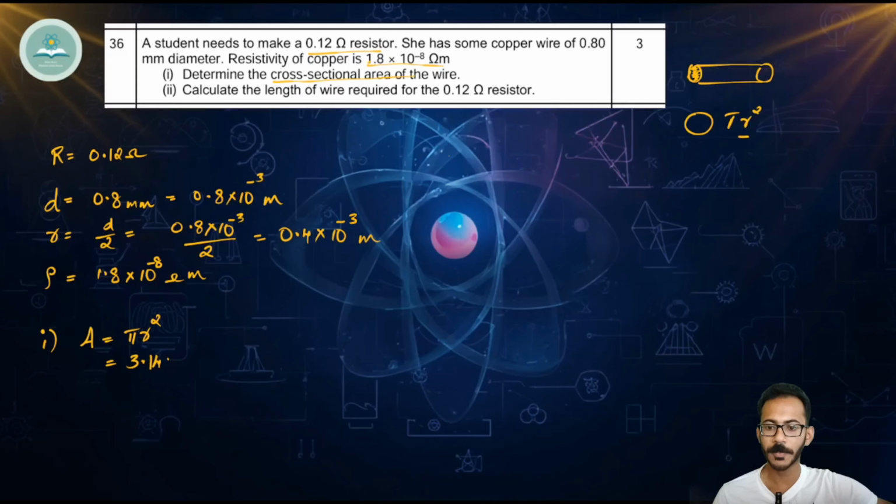Now multiplying 3.14 into 0.16. Now we will get 0.502 into 10 raised to minus 6. This is not the standard way of writing. We have to take this decimal towards the right side. For that, we should multiply here with 10. When we multiply here, we should divide with 10 also. That division will be done here. So 10 raised to minus 6 becomes minus 7. So our final answer will be 5.02 into 10 raised to minus 7. It's area, so it is meter square. This is our final answer.